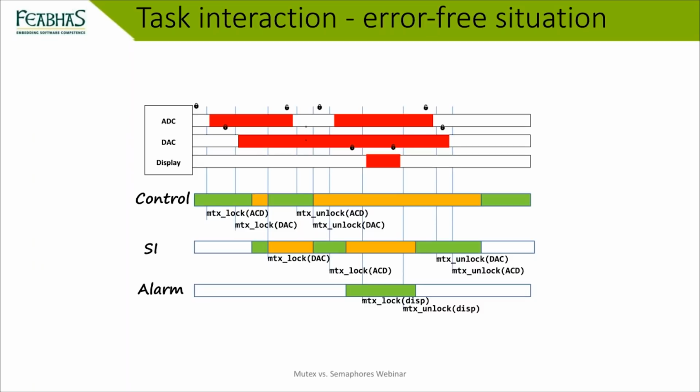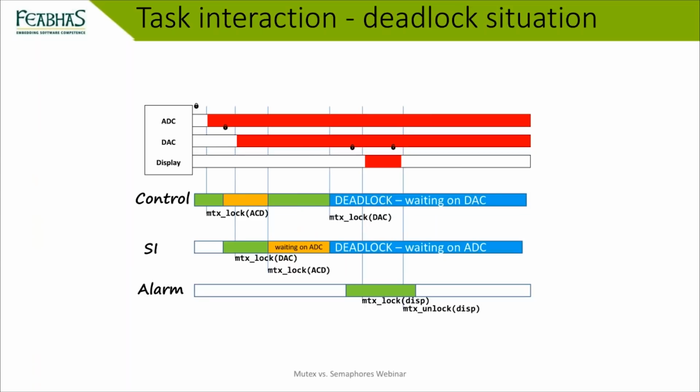All our testing, that works absolutely perfectly. But then we get this subtle timing error where the control task has locked the ADC, but before it's had the opportunity to lock the DAC, we've ended up with a context switch. So the SI task starts running, and it's locked the DAC. And the next thing it then tries to do is lock the ADC, and it can't, because that's locked by the control task, naturally. So it's going to go into a blocking state. The control task now starts running, and the next thing it tries to do is lock the DAC, and it can't do that because that's locked by the SI task.